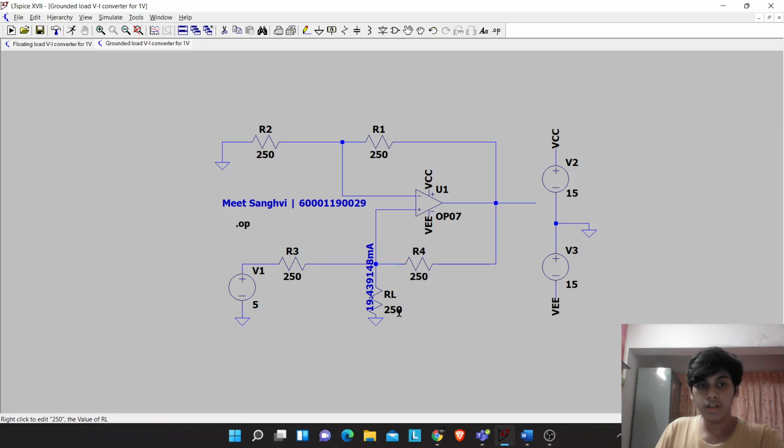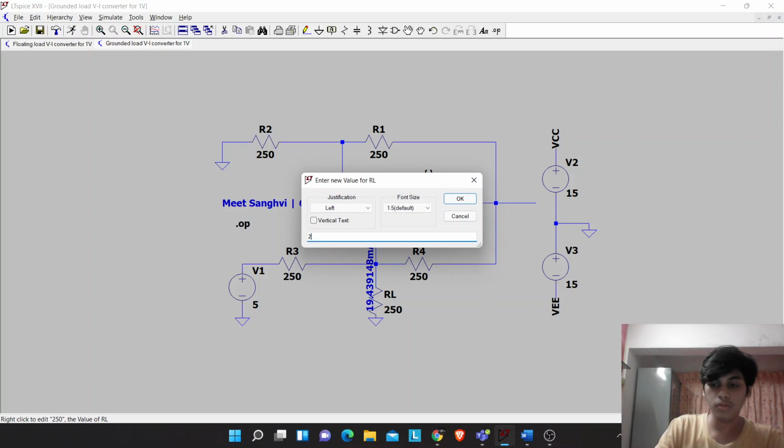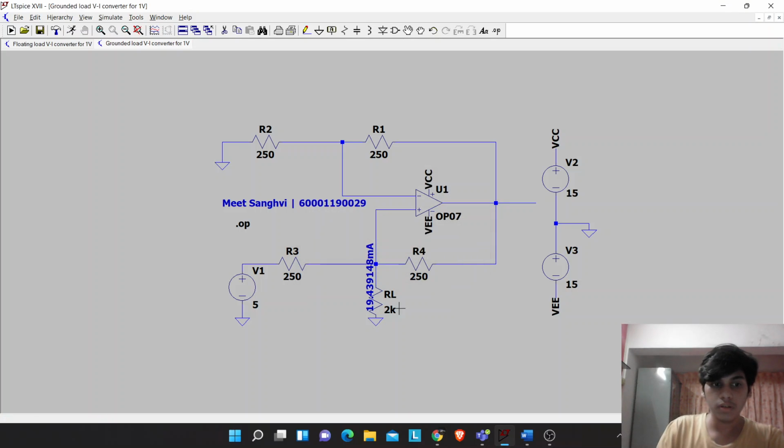But if we were to change the value of load resistance RL from 250 ohms to 2 kilo ohms, we see that we get a very low current like 3.89 milliamperes, because we increased the resistance and it has become greater than 450 ohms. Yeah, that is the voltage compliance rule.